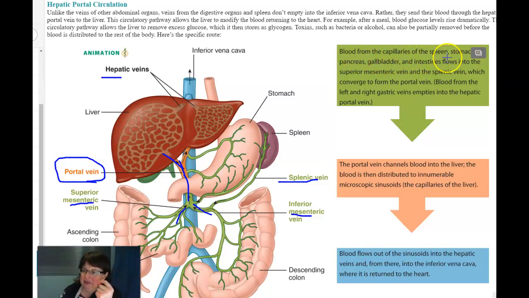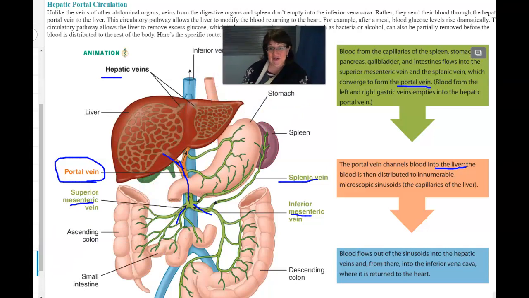Blood from the capillaries of the spleen, stomach, pancreas, gallbladder, and intestines flows into the superior mesenteric and splenic vein, which converge at the portal vein. Then the portal vein passes through the liver. Now, anytime you're talking about drugs, drugs often talk about the first pass, and this means it has to pass through the liver. So anything you take orally has to survive the digestion of the stomach. Then it also has to survive this filtering of the liver.